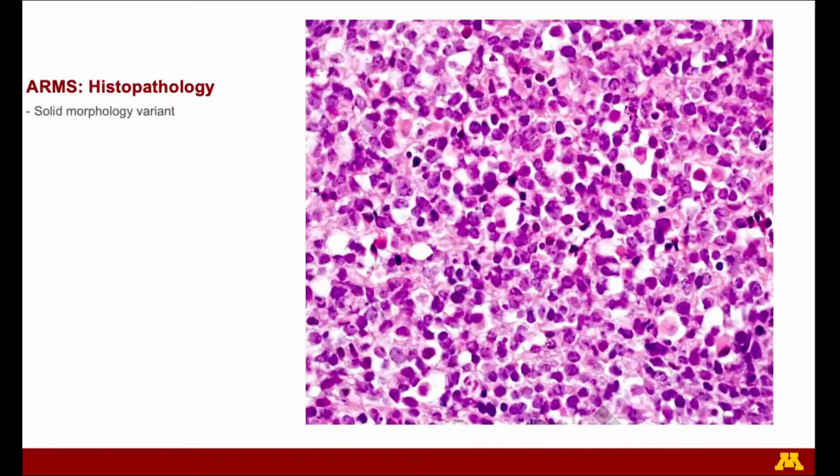The solid morphology variant of alveolar rhabdomyosarcoma exists and is composed of sheets of neoplastic cells. These cells have cytomorphological features of alveolar rhabdo with these primitive round cells. However, they lack septa or the cohesion. This solid morphology variant of alveolar rhabdo can be very challenging to differentiate from embryonal rhabdomyosarcomas or other small round blue cell tumors. That is where ancillary studies will absolutely help to diagnose these tumors.